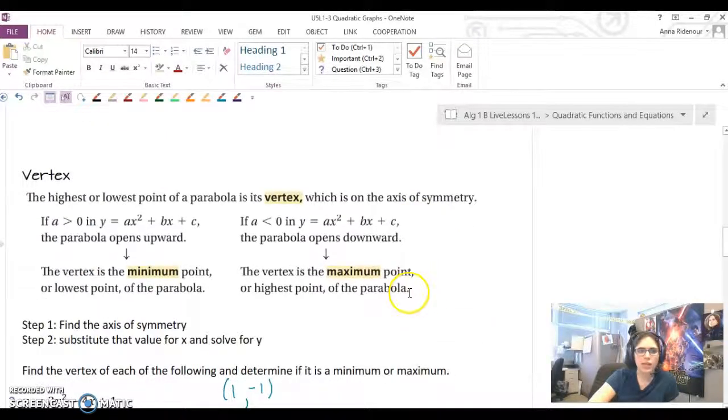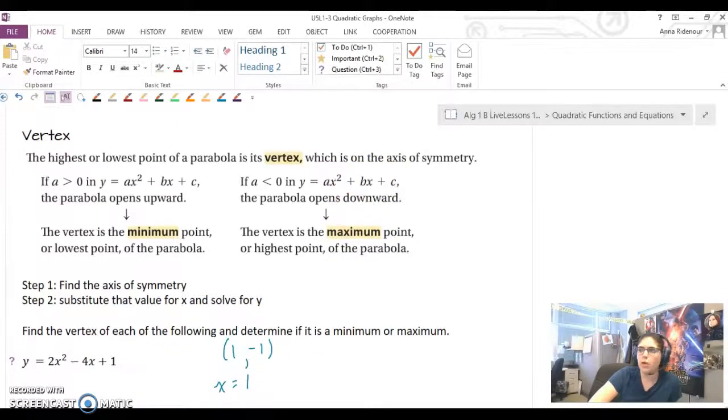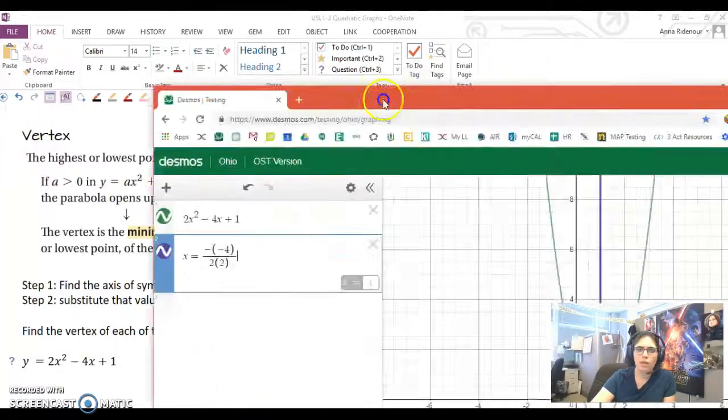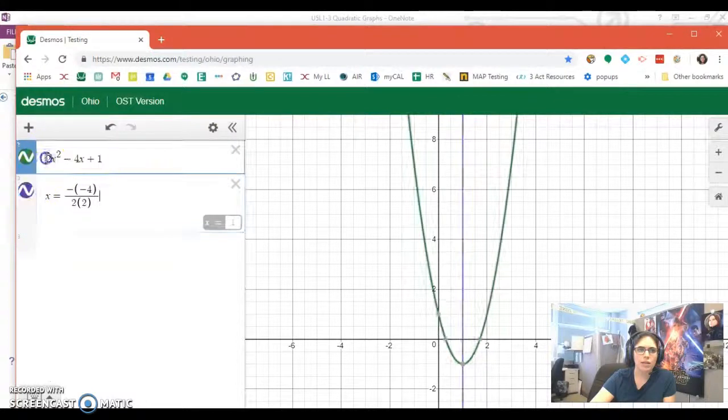All right, so next I want to talk about the vertex. So the vertex is the highest or lowest point on a parabola. So if it's the lowest point, like the one that we just showed, the vertex is the minimum. If it's the highest point on the graph, then it's the maximum. And the thing that makes it the minimum or the maximum is this first term right here.